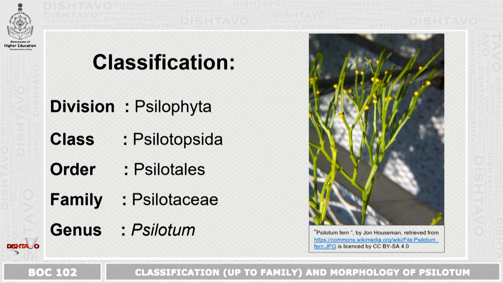Classification of Xylotome. It belongs to division Xylophyta, class Xylotopsida, order Xylotales, family Xylotaceae, and genus Xylotome. This is the picture showing Xylotome plant.